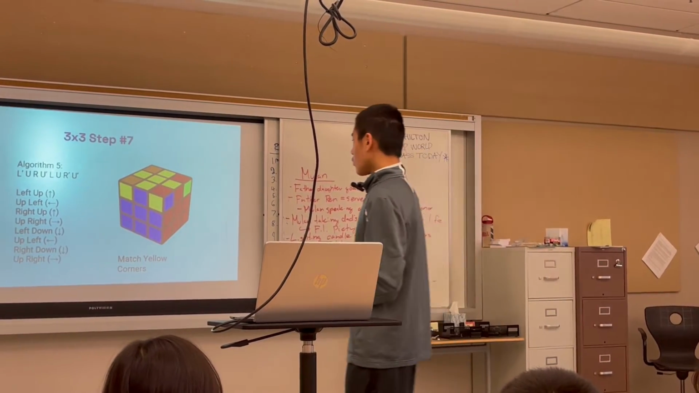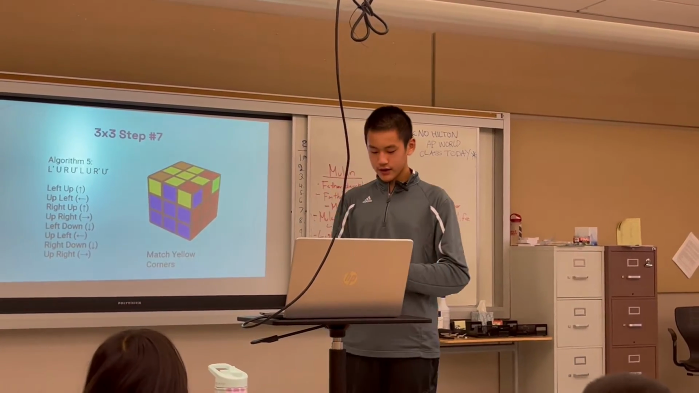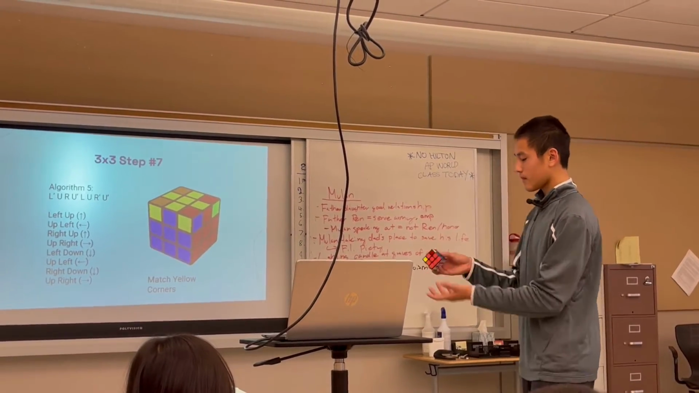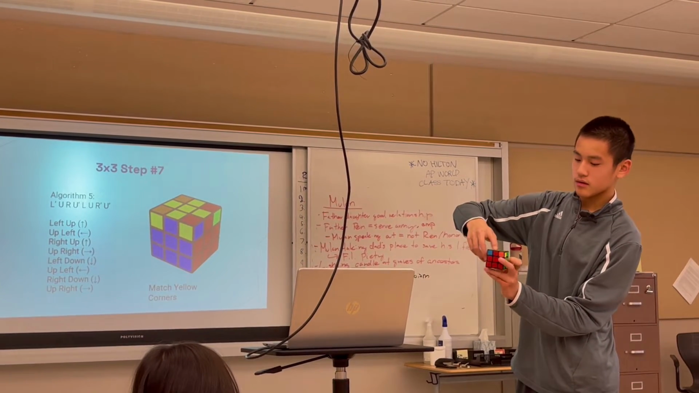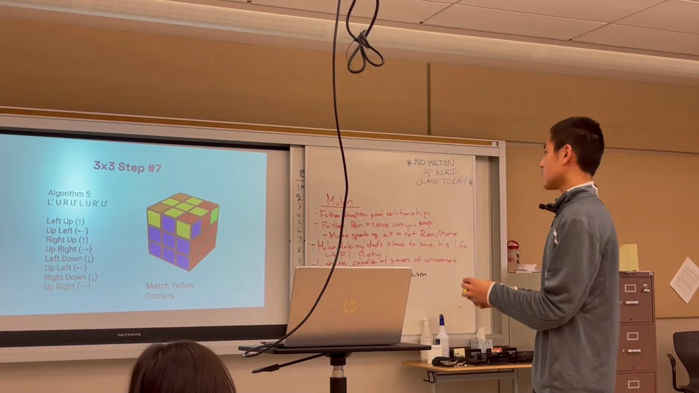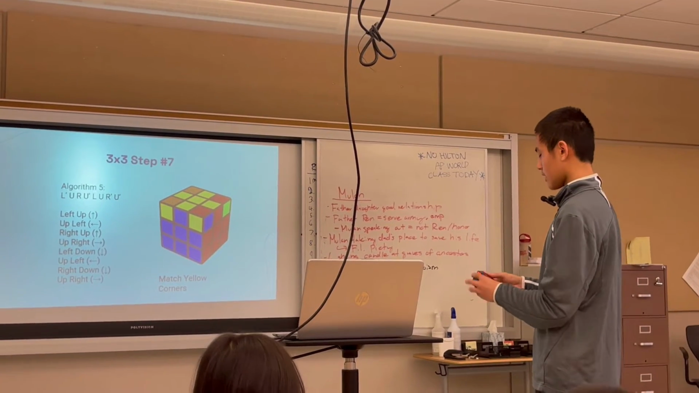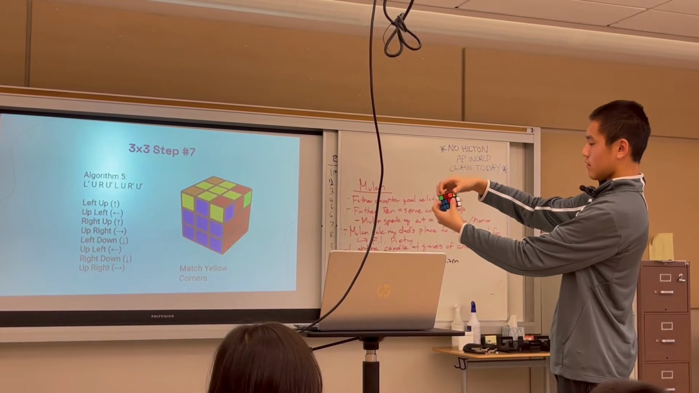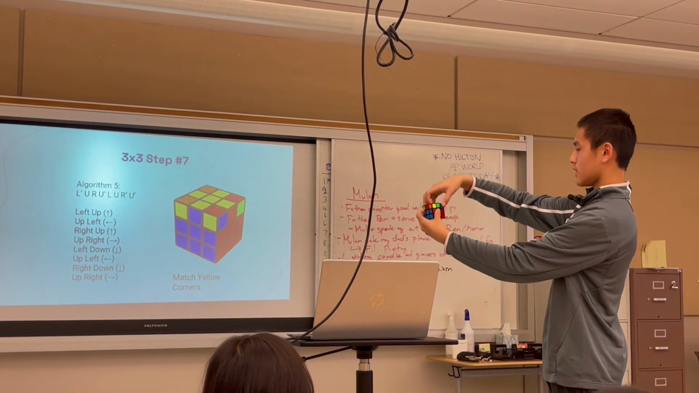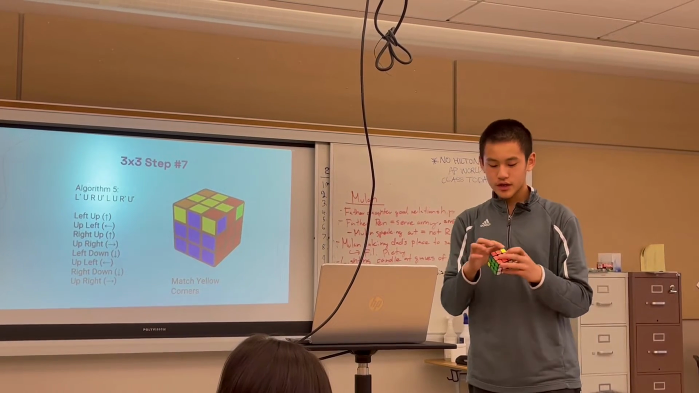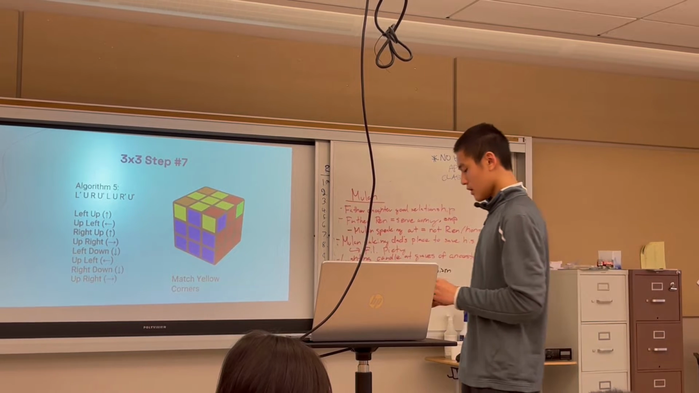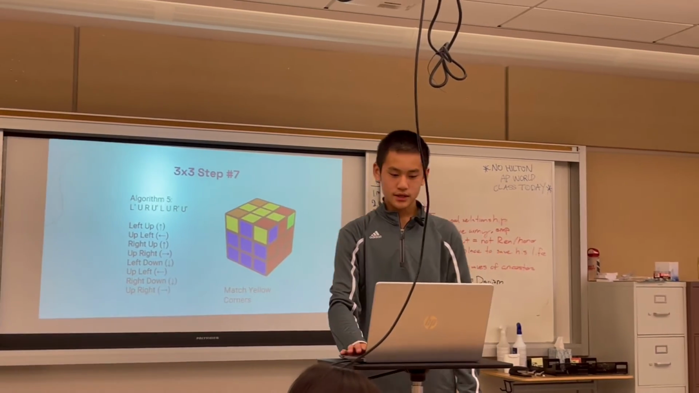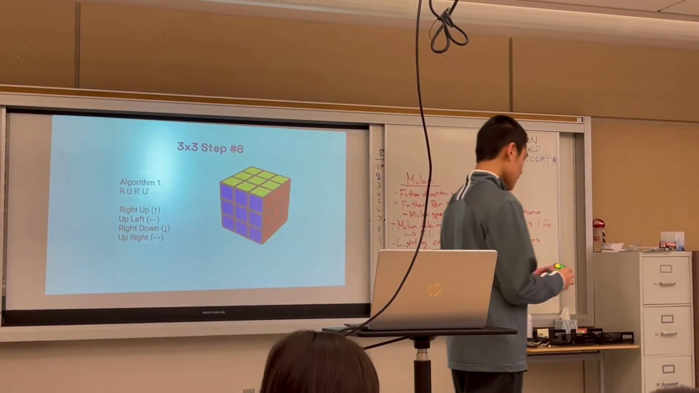Now when you find that you can't find any that are in the correct spot, then you can do algorithm 5 from anywhere. Right now I can't find any corner pieces that are in the correct spot, so I'm going to perform algorithm 5 from anywhere: left up left, right up right, left down, up left, right down, and up right. After that, you should have one corner that is in the correct spot, and then you just do what I told you earlier. And now for the last step, which is solving the cube.